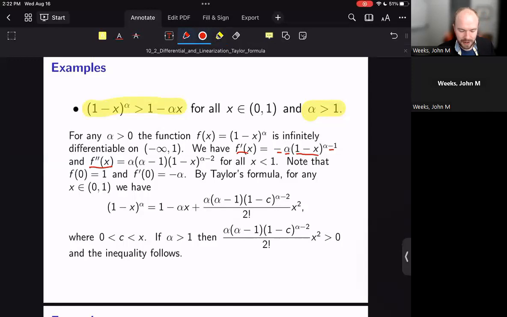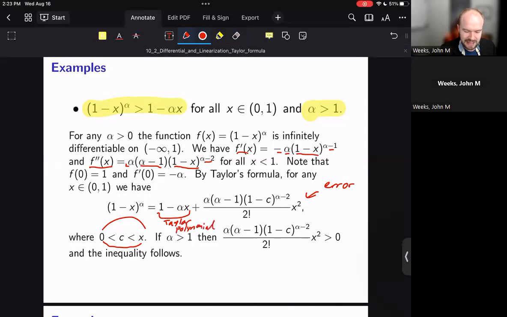We're going to have f double prime of x equals alpha times alpha minus 1 times 1 minus x to the alpha minus 2. Now, for Taylor's formula, we're going to plug in not x, but some value c, where c is some value inside the interval of approximation. Here, x is between 0 and 1, so c is going to be between 0 and x. And we're going to have that these two things are equal. Here is our error, and then this is our Taylor polynomial.